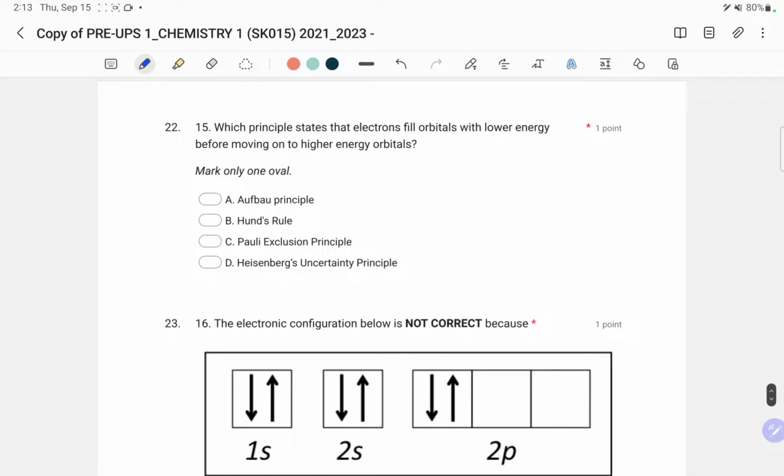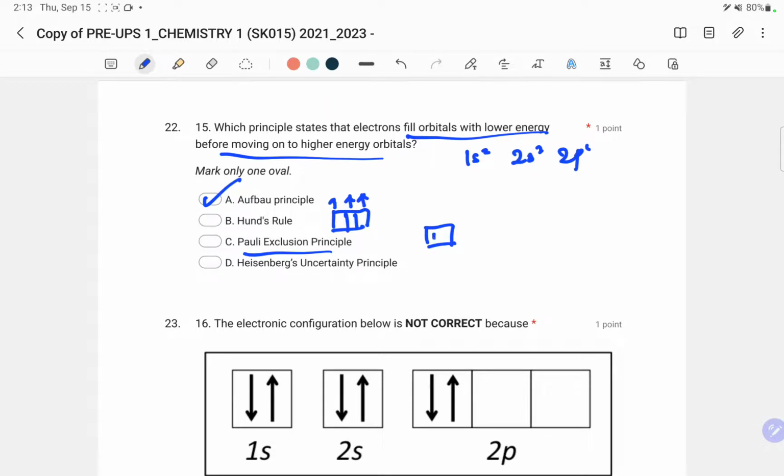Question 15. Which principle states that electron fill orbital with lower energy dulu baru higher energy? Maksudnya kita kena isi 1s dulu, followed by 2s, lepas tu 2p. Itu adalah Aufbau principle. Hund's rule, pada degenerate orbital, kita kena isi singly dulu baru pair. Pauli, satu elektron ada satu set quantum number. Tak akan ada dua elektron yang mempunyai set quantum number yang sama.